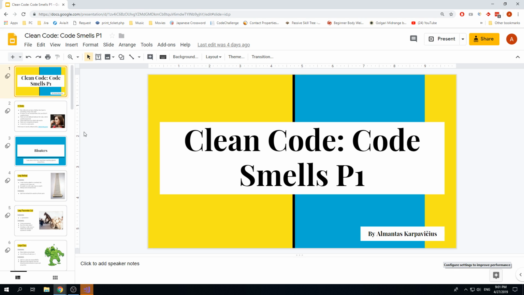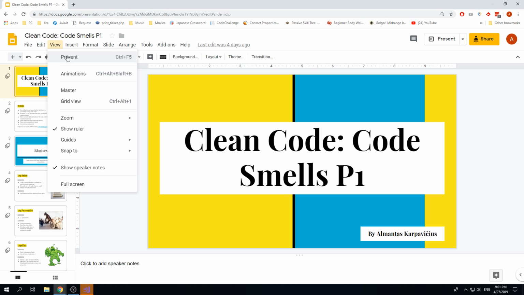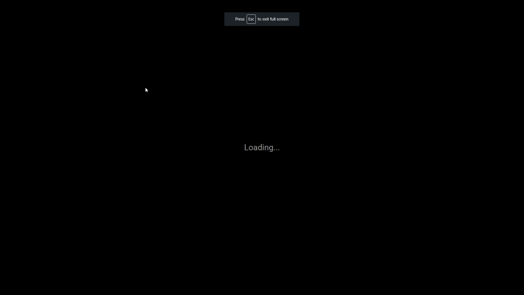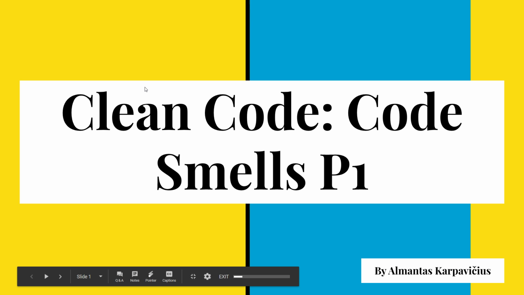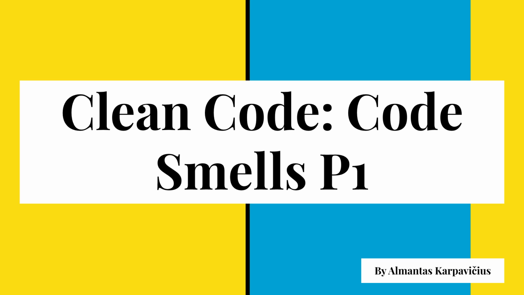And the topic of today is clean code, code smells, part 1. And in this part we will talk about 3 categories of code smells. In total there are 22 code smells, and today I'll talk about the first 3 categories and around half of those smells. So the categories are bloaters, object orientation abusers, and change preventers.